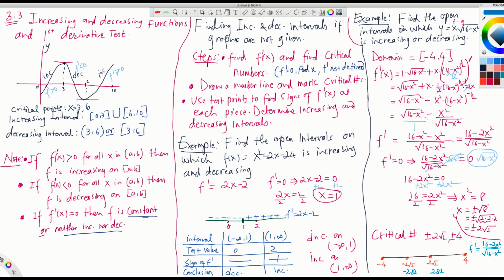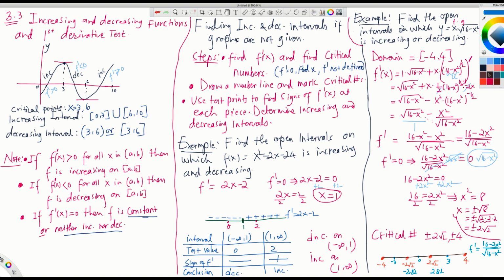I want to know that number so that I can pick a test point in each piece. Let's pick a test point negative 3. Between negative 2 root 2 and 2 root 2, I want to pick a test point at 0. You can pick any number, but pick a whole number so that it will be easy to plug into f prime. Then we find the sign of f prime, and in that way you decide the decreasing and increasing intervals. And on this last piece, I want to pick positive 3. Let's plug the test points into f prime and look at the sign.